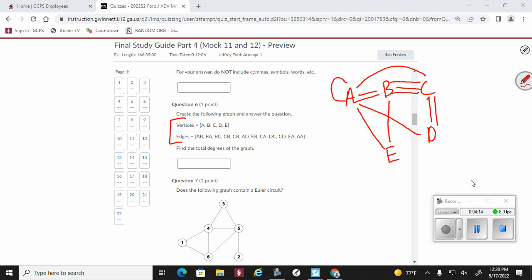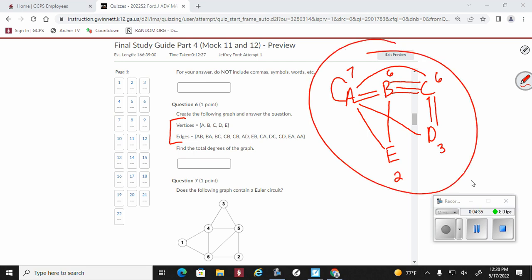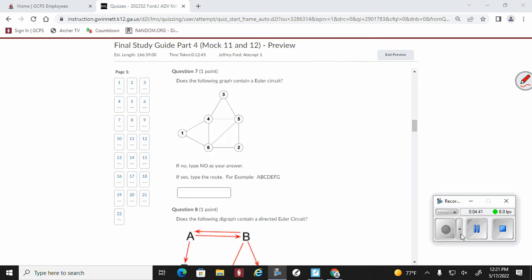All right, so from here, find the total degrees of the graph. Very similar to the first couple questions. A has a degree of 7. B has a degree of 6. C has a degree of 6. D has a degree of 3. E has a degree of 2. Add everything up. It looks to be 25. There we go.